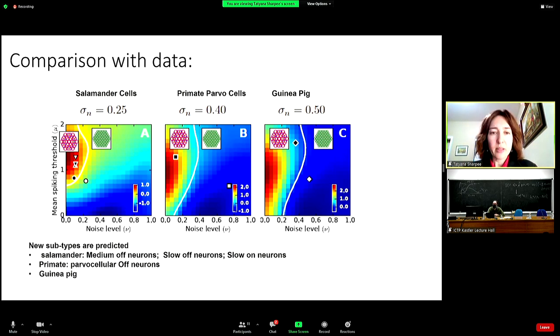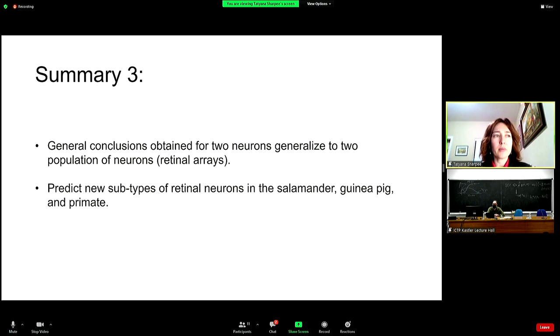All right, so this might be a good place to stop. What I showed in these simulations is that the general conclusions obtained with two neurons generalize to a population of neurons, as in retinal arrays. And you can predict new subtypes. As we know, there is always a debate about how many different cell types there are in the retina or in the brain. One can make suggestions to look for additional subtypes within the off types based on information theory.